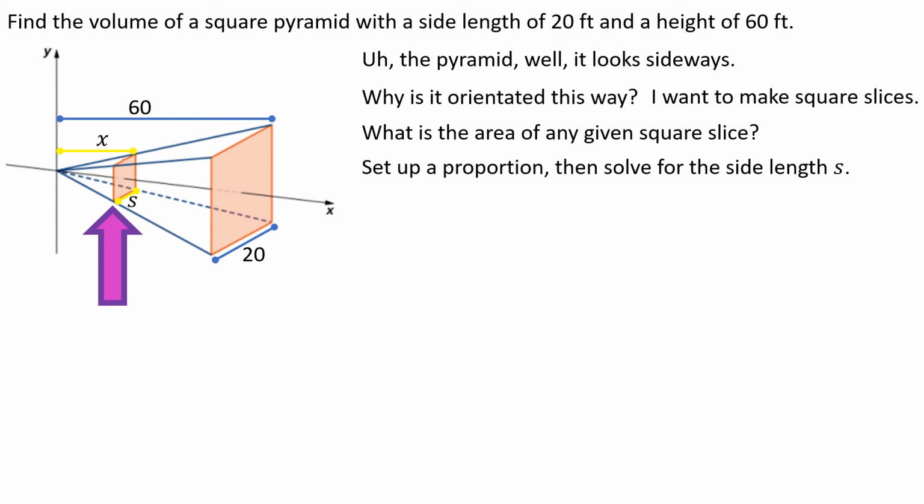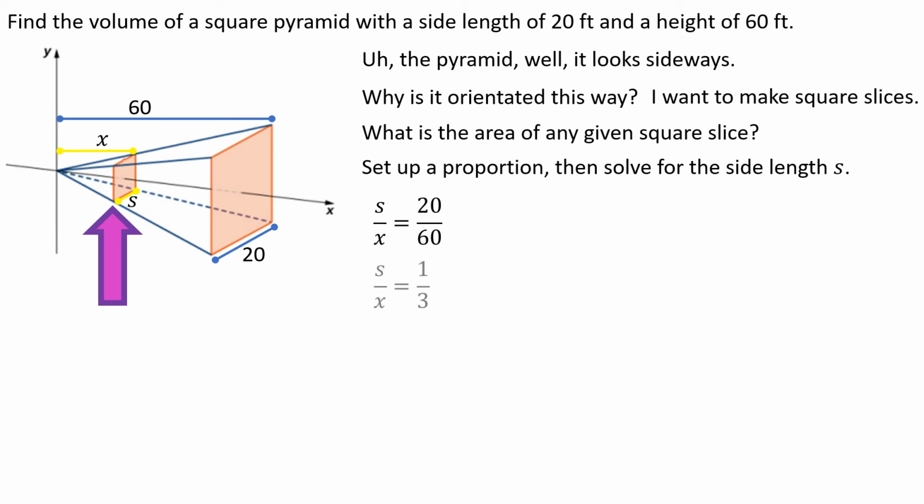Now, as long as I'm consistent, I can set up the proportion about any way I want. So I'm going to put S over X and then 20 over 60. If instead you wanted to put S over 20, you'd have to put X over 60. You've got to be consistent with your comparison. So I can say S compares to X the same way 20 compares to 60. Or I could say S compares to 20 the same way X compares to 60.